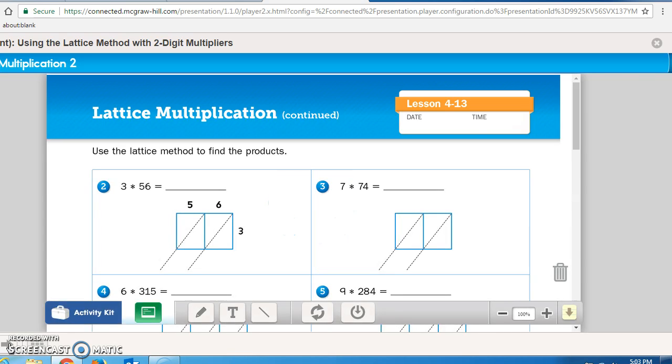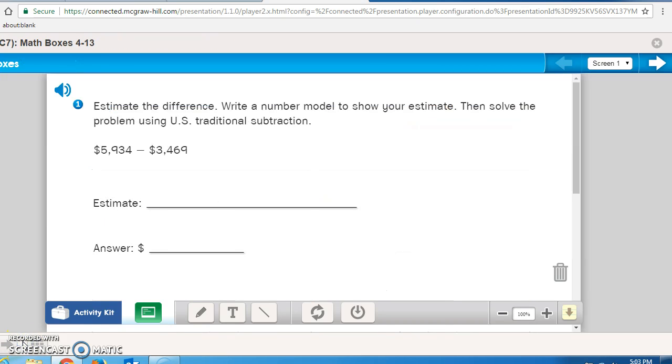You are going to be looking at math. You're going to be looking at Math Journal page 142. I'm going to read this problem to you as you read it to yourself silently. It says, estimate the difference. Write a number model to show your estimate. Then solve the problem using the U.S. customary subtraction method.